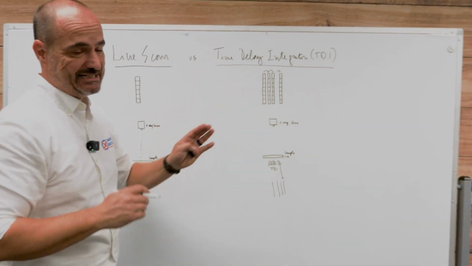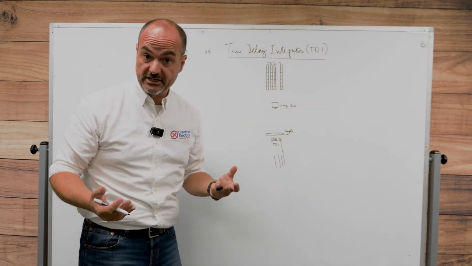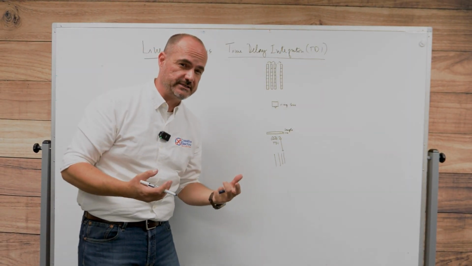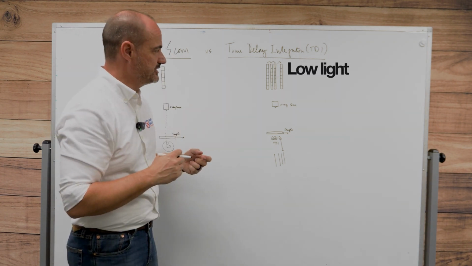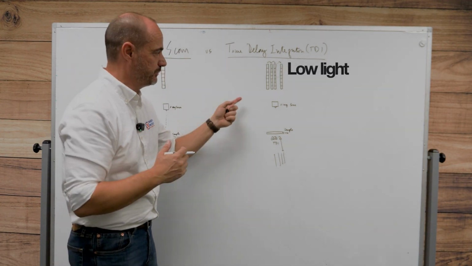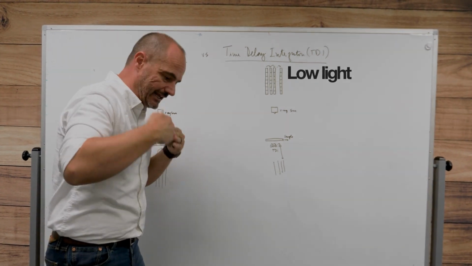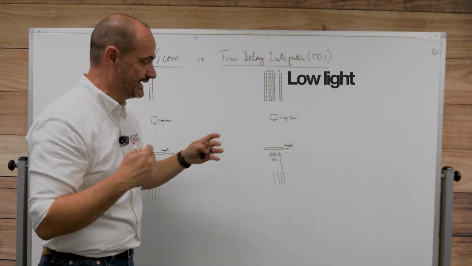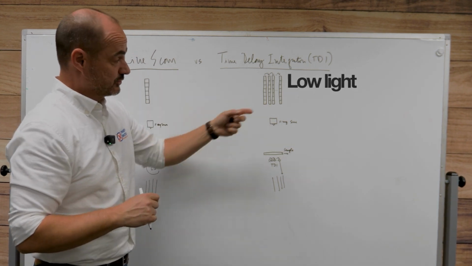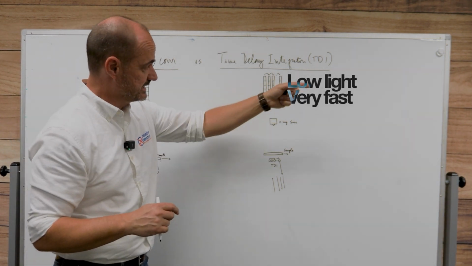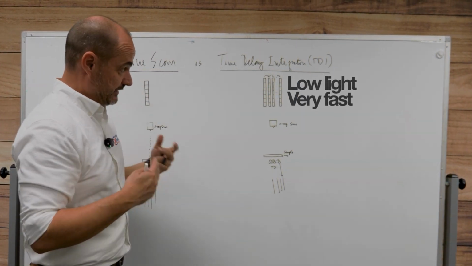Now, TDI is brilliant for situations where you don't have a lot of luminosity, very low light or low X-ray situations, very dense samples, for example, where you want an integration line by line of your data all the way to the last column for the image to be created. It's also really fast, right? Because now you can scan through this column very fast.